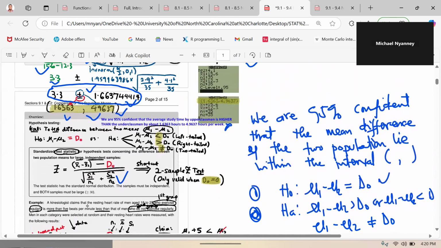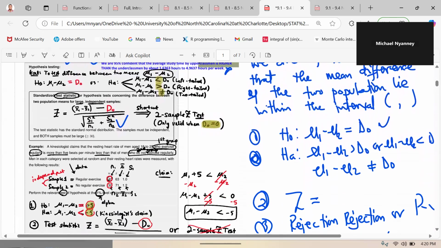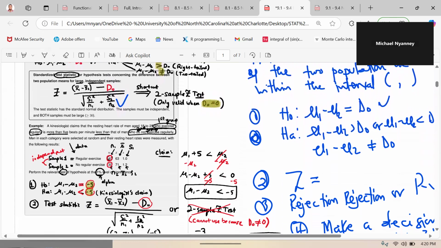Okay, this is actually a different question. So here we have to test a claim that the resting heart rate of men age 18 to 25 who exercise regularly is more than 5 beats per minute less than that of men who do not. So we have two categories: men who exercise in this age category, and men who do not exercise in this age category.